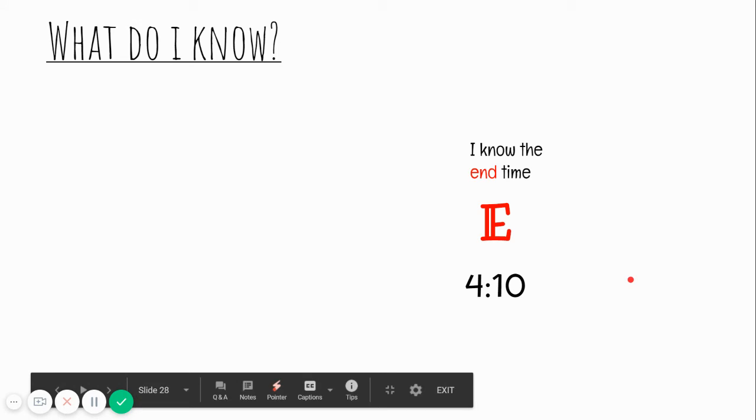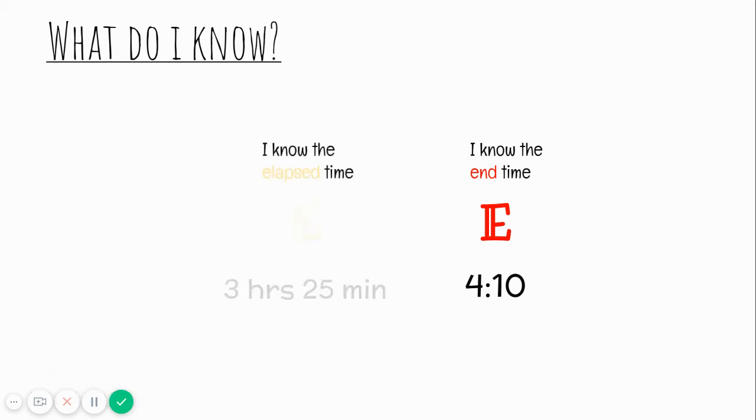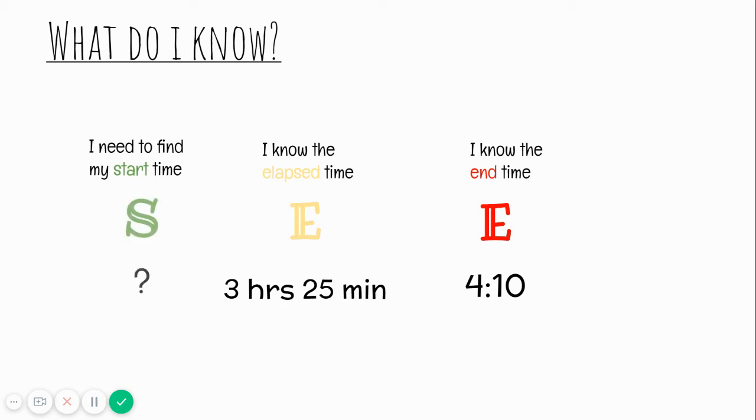So what do I know? I'm actually working backwards on this one. We know what time we ended at, 4:10. We know the elapsed time, or how much time she spent. It was 3 hours and 25 minutes. Now we need to find our start time.